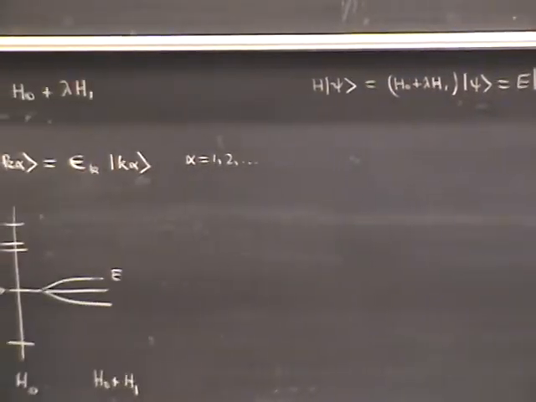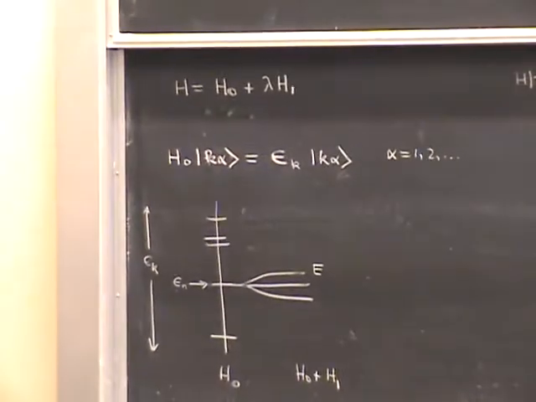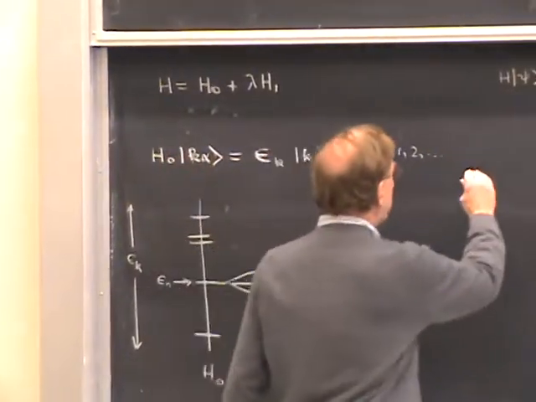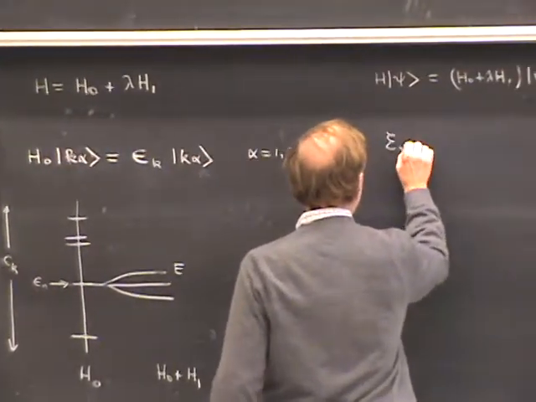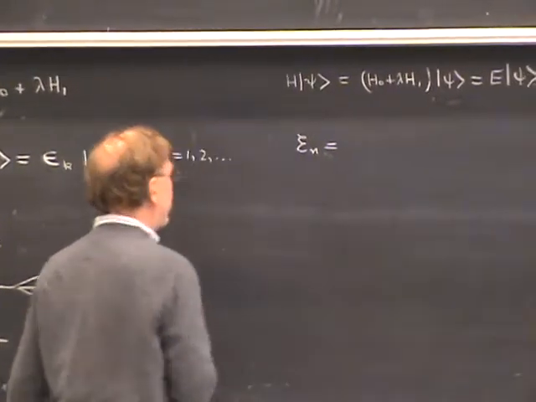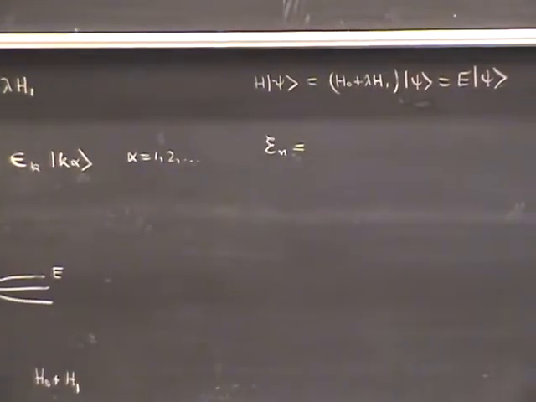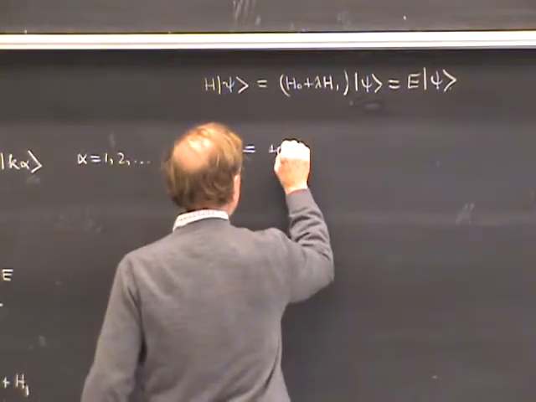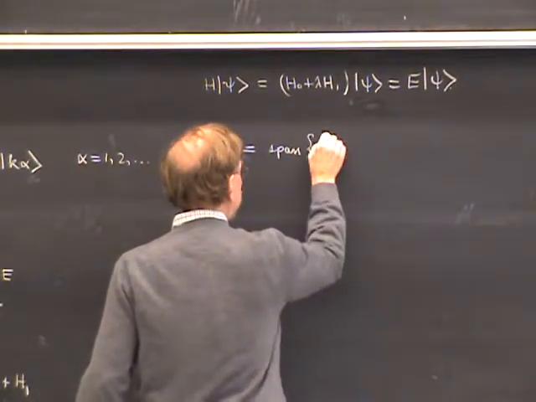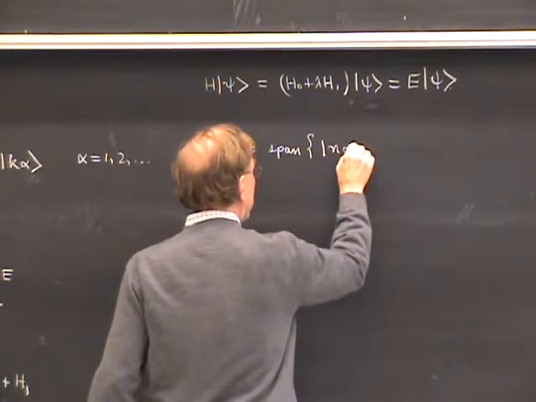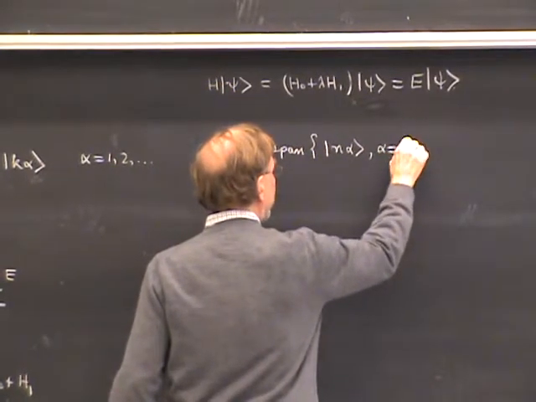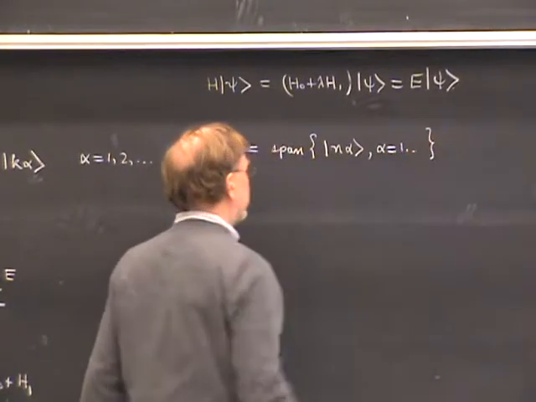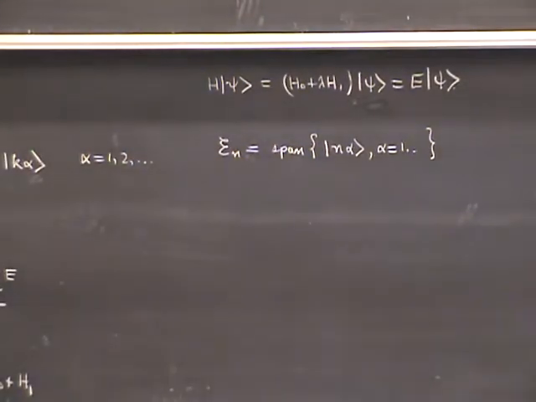Now, in the following, it will help to have some of the geometry of Hilbert space in mind. To begin with, let me define epsilon, or script E_n, to be the unperturbed energy eigenspace. So E_n is the span of the unperturbed energy eigenstates |n alpha>, where n is fixed and alpha runs over whatever range it runs over. You're allowing this to be multidimensional.